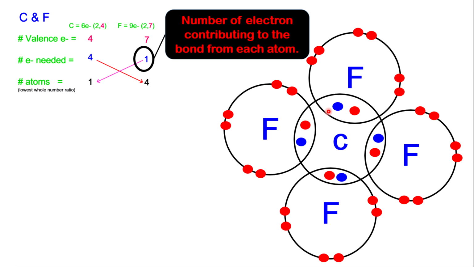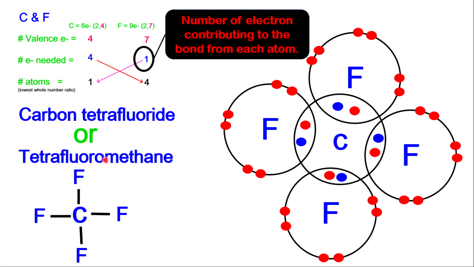Now, based on this structure, remember what these are. Single pair of electrons create a single bond. So this molecule will look like this: 1 carbon, single bonded to 4 fluorine atoms. And so the name of this molecule or compound will be carbon tetrafluoride.